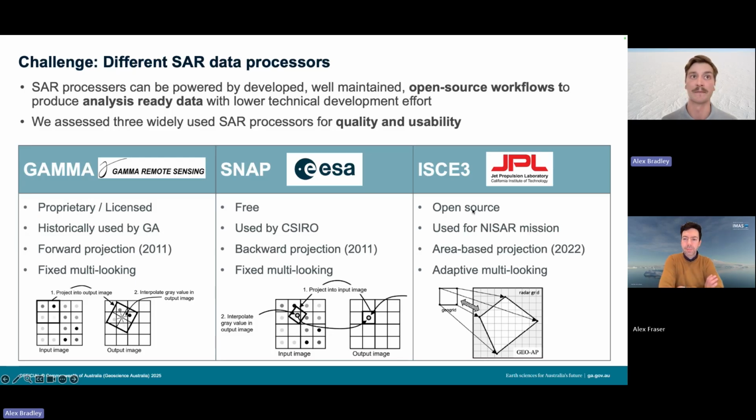I won't touch on it too much, but there are also some fundamental differences in the way that the software actually do their job. The newly released ICE3 has what we call adaptive multi-looking, which is the next step in the way that these processes have worked in the past.